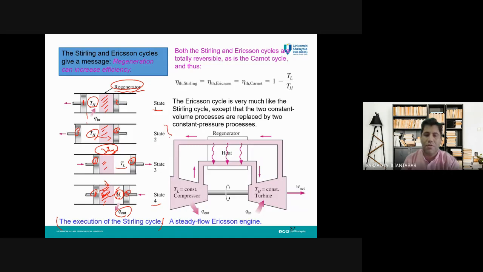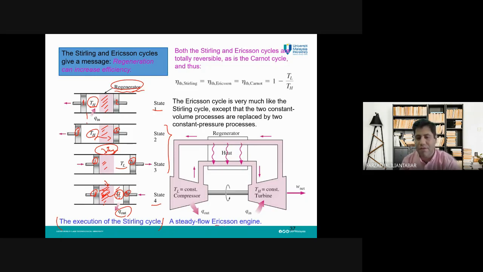And you need to also notice that this process from state 2 to state 3 is a constant volume process. Why? Because as much as the volume here is decreasing, the volume at the right side of the regenerator is increasing. So here we have a constant volume process. This is for the Stirling cycle.